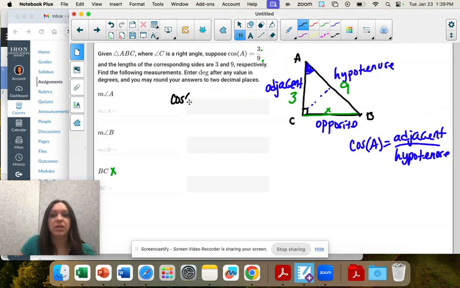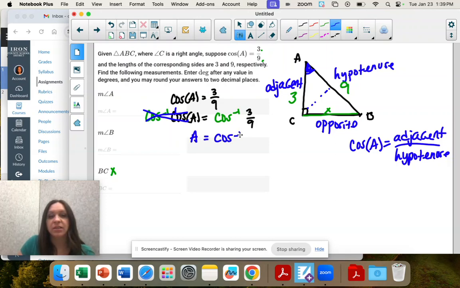We're given cosine as 3/9. To find angle A, to get A by itself, we take the opposite of cosine, which is inverse cosine. So I'm going to take inverse cosine to both the left and right of the equation. And what happens is the cosine and cosine inverse are opposite operations. They equal 1, so we're just left with A is cosine inverse of 3/9. So that's what goes in the calculator.